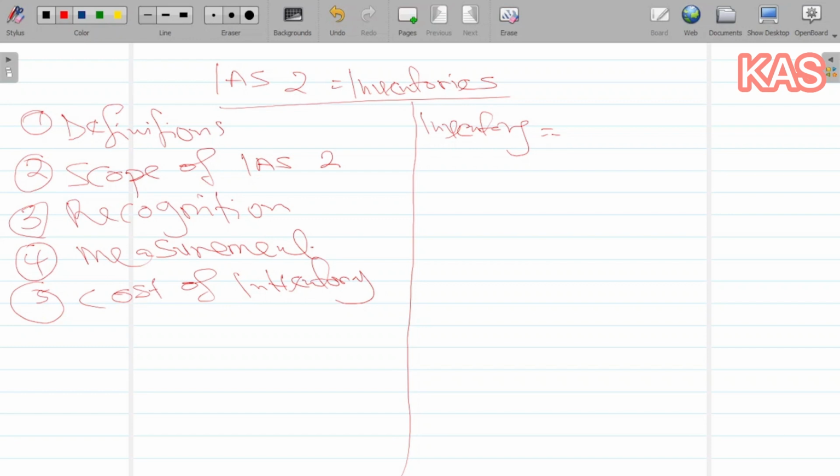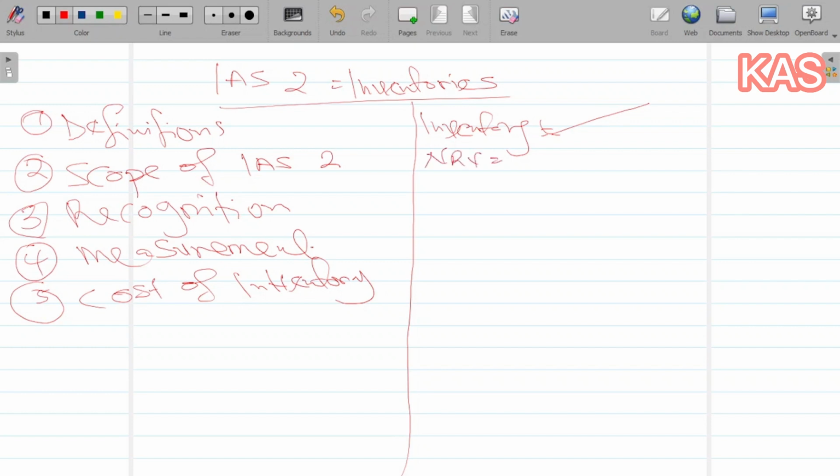So any asset that is held for sale in the ordinary course of business is an inventory, or raw materials that will be consumed in order to produce the final product is inventory, or the work in progress, that is the raw materials that you are trying to transform into finished goods. So this is inventory, and this standard is talking about inventory in general.